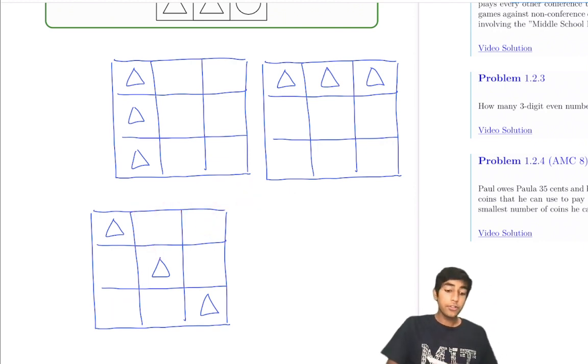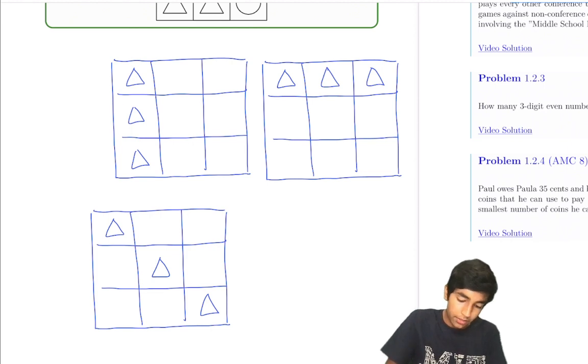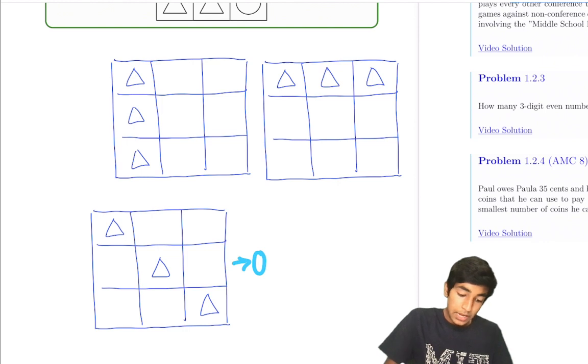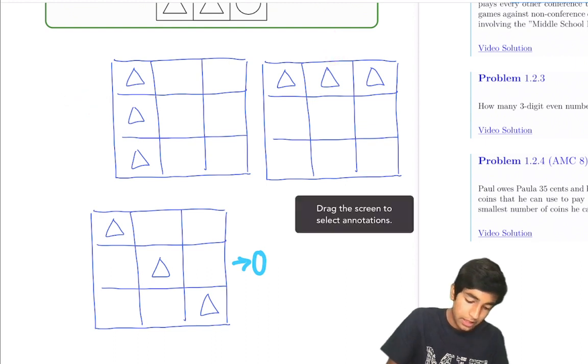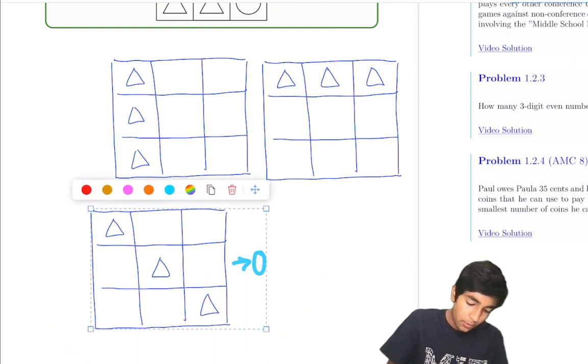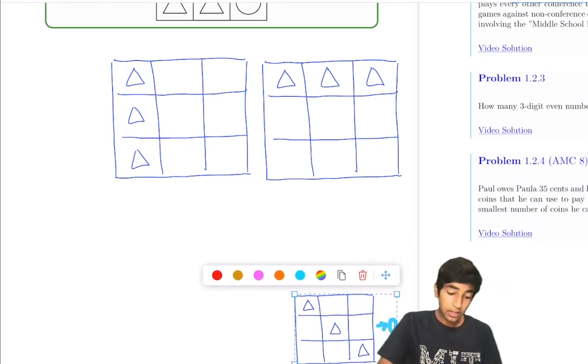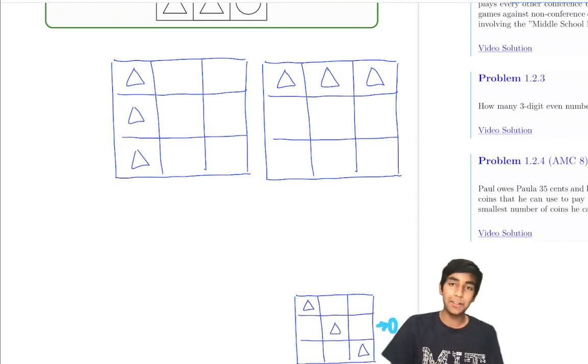So therefore, there's actually 0 cases that work in this case. Okay, so look, there's 0 cases that work, but what about for these 2 cases over here? Let's take a look at these 2 cases, see how many ways there are that result in 3 circles also being able to be in a line.